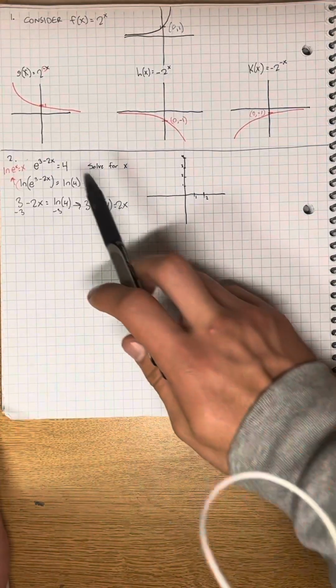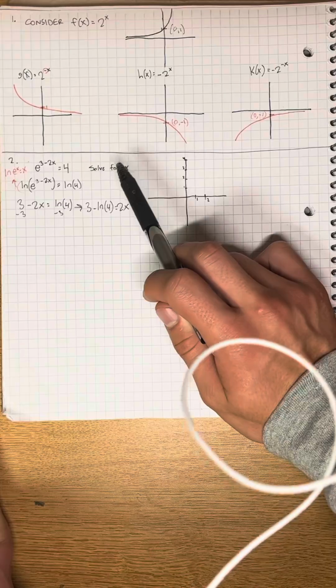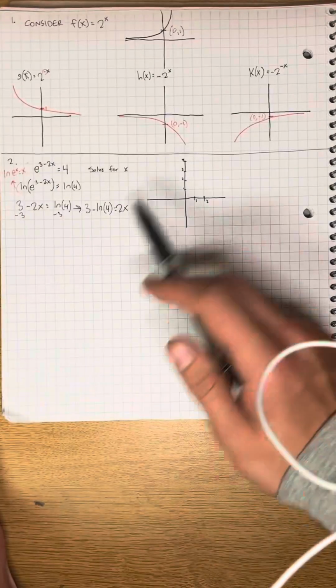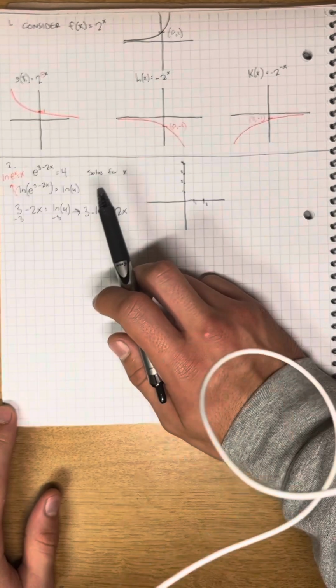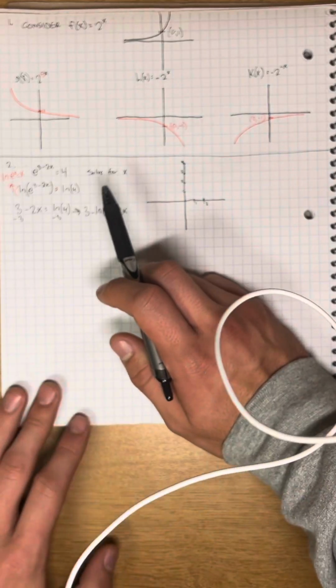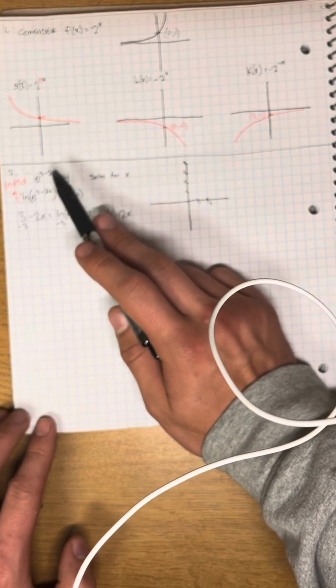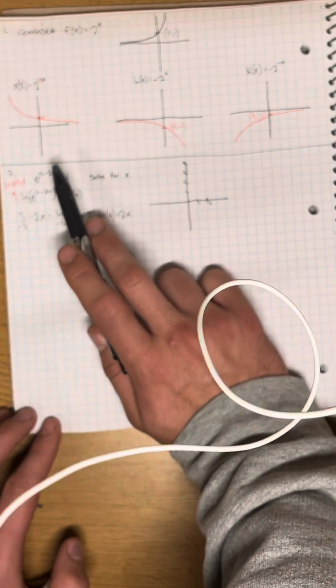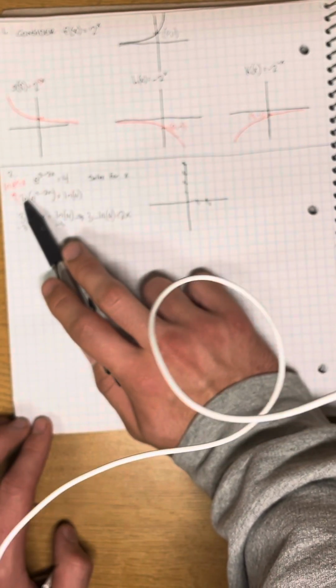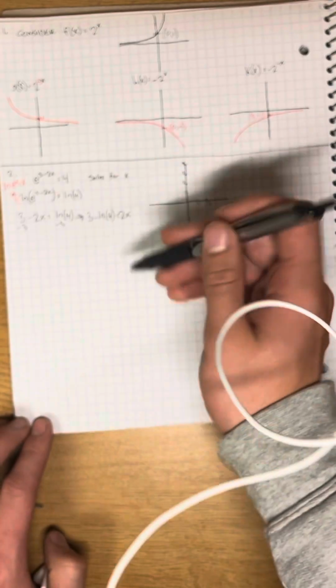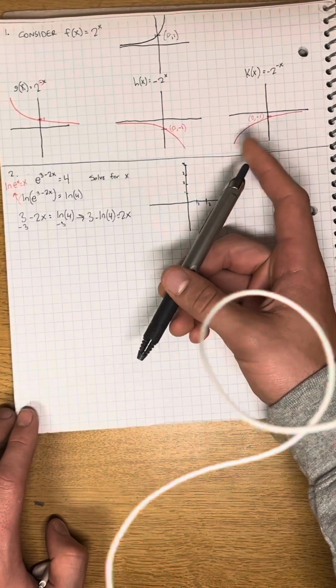Question 2. We evaluate e to the 3 minus 2x equals 4, and we're solving for x. I already did some, but I'll run it back. I had a slip up in the last video. Essentially, if we're solving for x, we first have to figure out how to get rid of the e. To do that through logarithms, we use the natural log to take it out so we can solve for x.